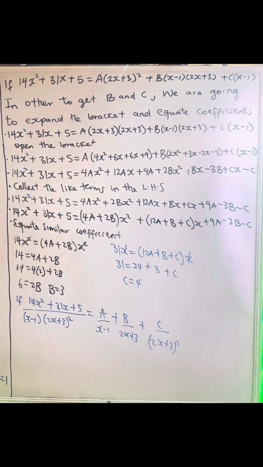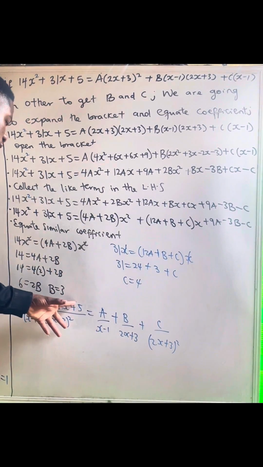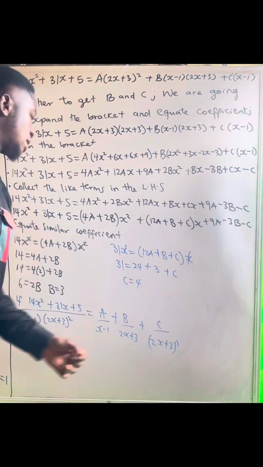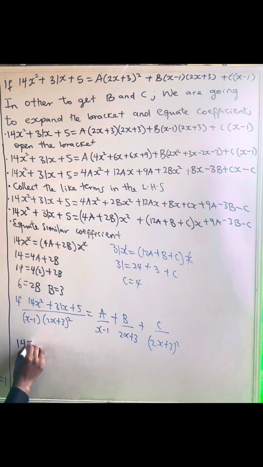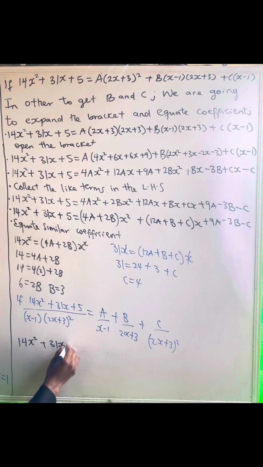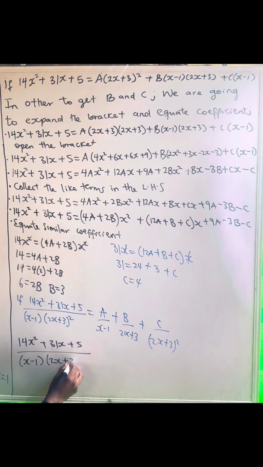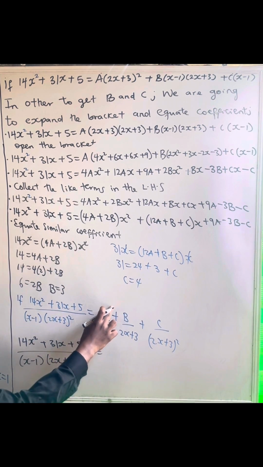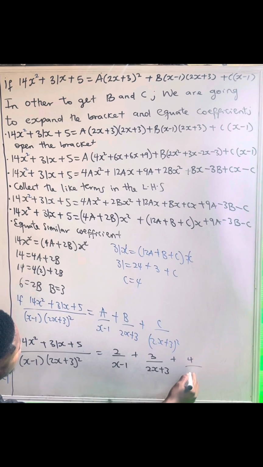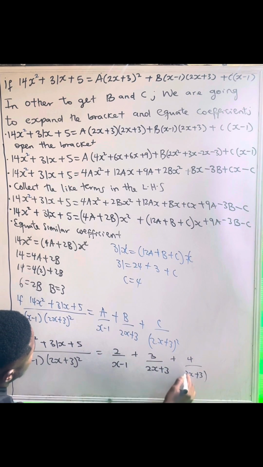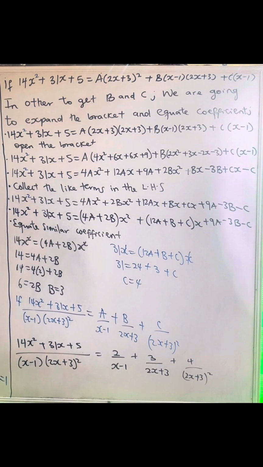So guys, remember that from the beginning of this question, our partial fraction question was equal to this. Therefore, the final answer can then be written as 14x squared plus 31x plus 5 over x minus 1, 2x plus 3 all squared, equals our a that we got, that is 2, 2 over x minus 1. Our b that we got, that is 3 over 2x plus 3. And our c that we got, that is 4, 4 over 2x plus 3 all squared. So this is the final answer, guys.